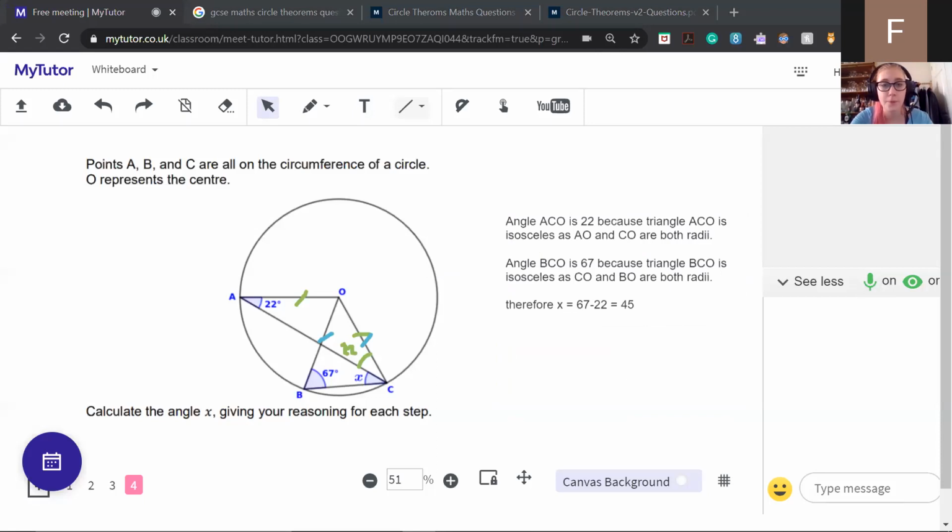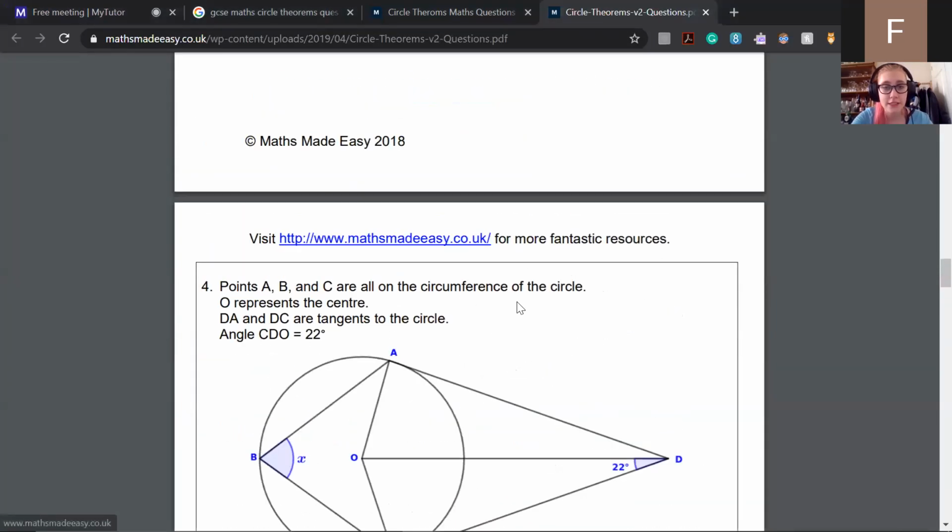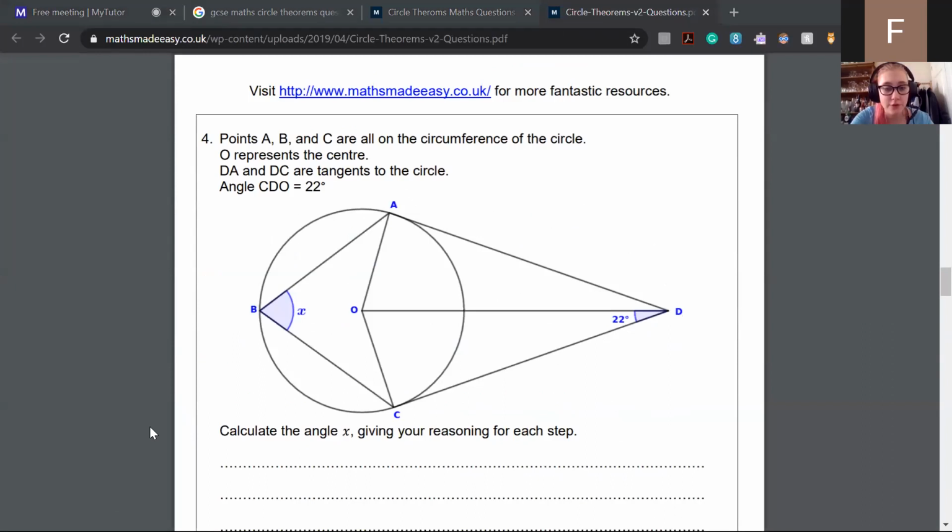Okay, cool. So well done if you got that one right. That one was quite tricky to spot. So well done. Let's have a go at another. So this is one where we've got some tangents involved.